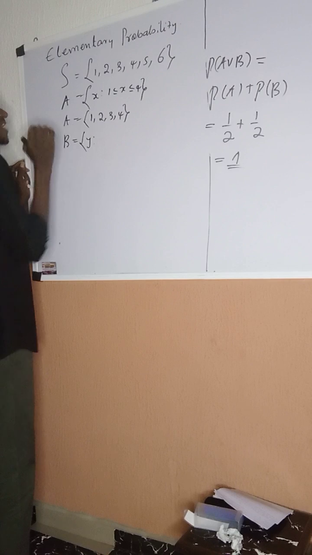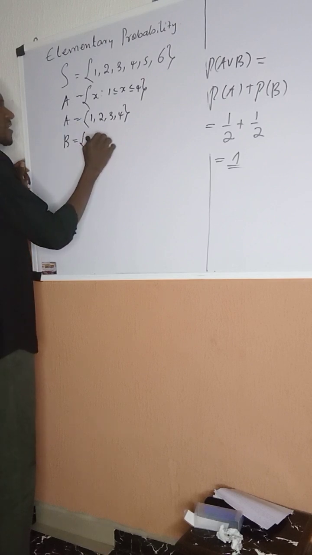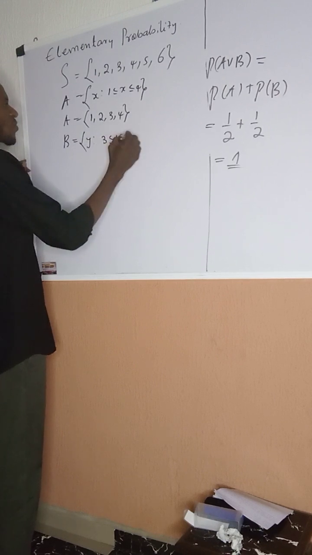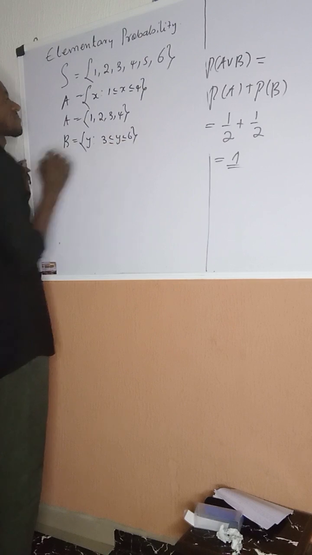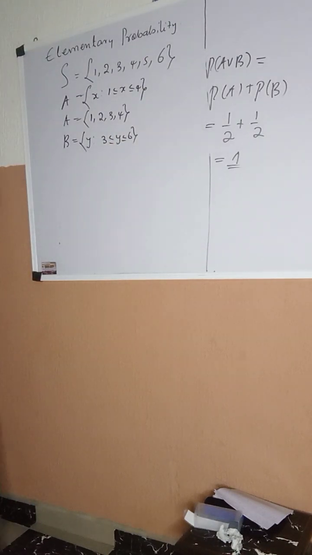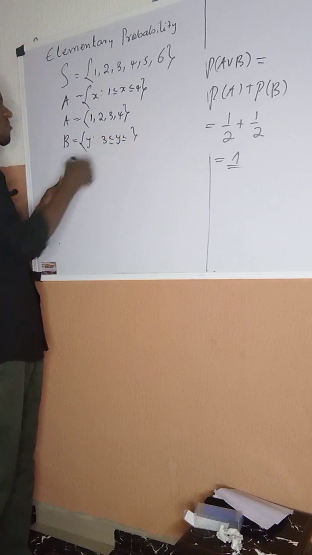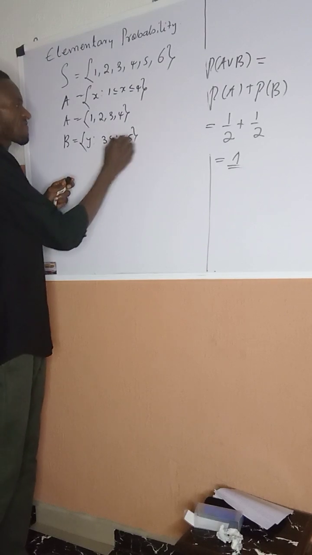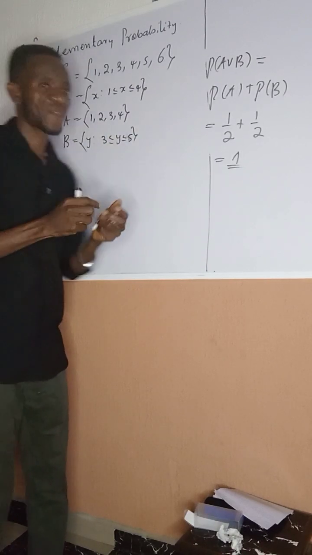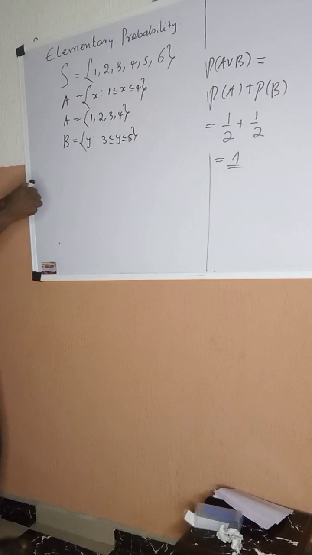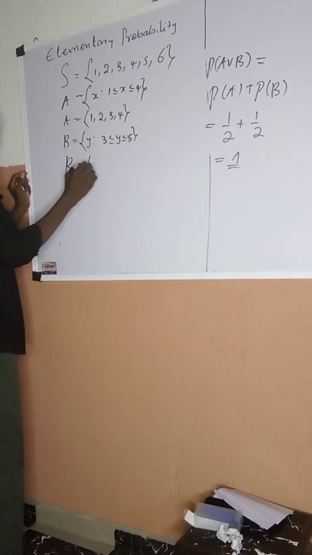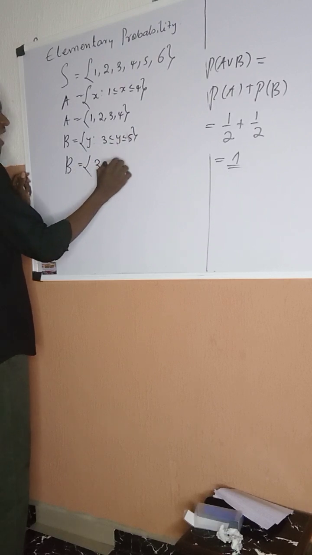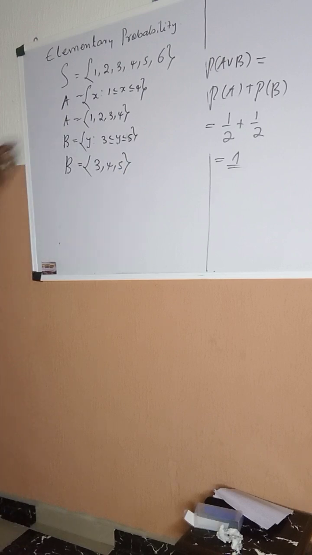Then I have a set B that is going to be defined by Y such that 3 is less than or equal to Y, less than or equal to 4. Permit me to use 5. Of course, my B takes a value from 3 to 5 inclusive. So I have 3, 4, 5. This is my A, this is my B.